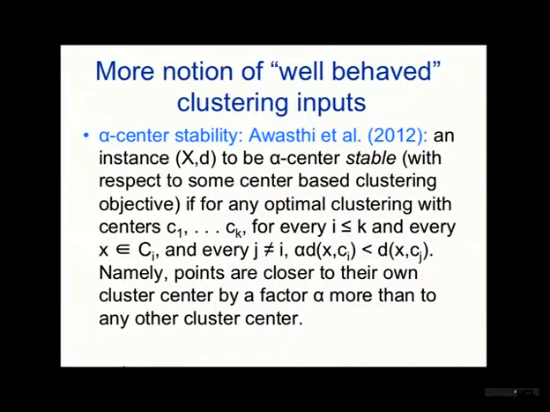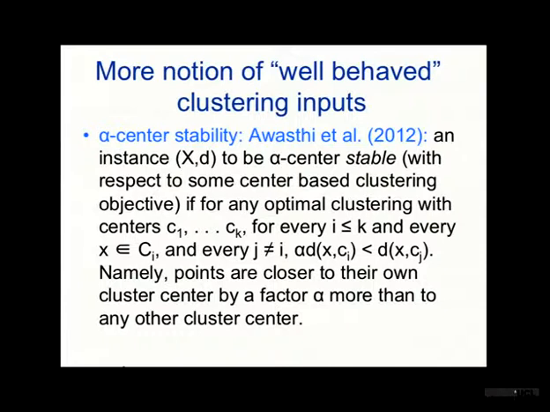So if I take a point x and I look at its distance to its own center, and I multiply it by alpha, it is still less than its distance to any other center. It means every point is much closer to its own center than to any other center. It's a very strong notion of clusterability. I cannot allow you something like this, because this point's distance to the center here is not much more than its distance to its own center. The alpha center robustness will say every point is at least 7 times closer to its own center than to any other center. So why do I mention it?